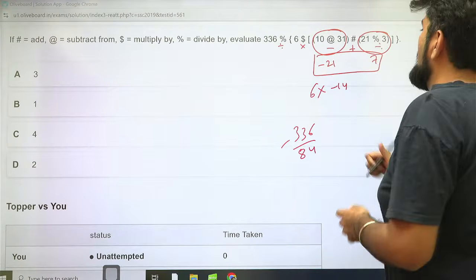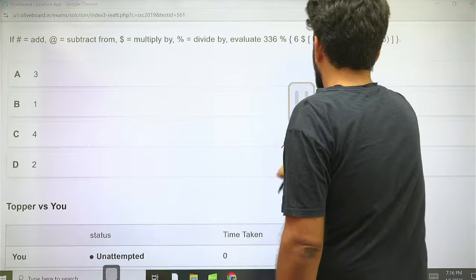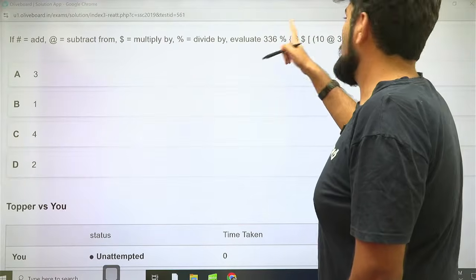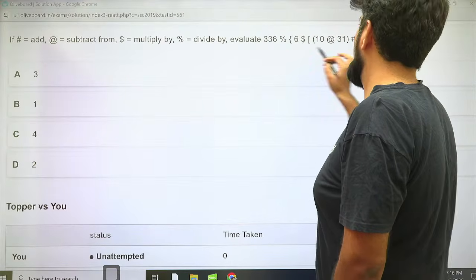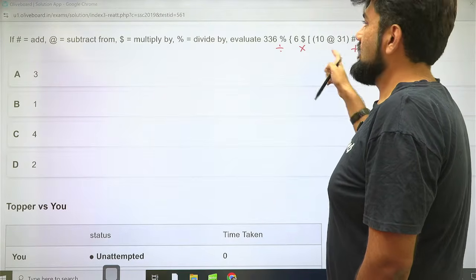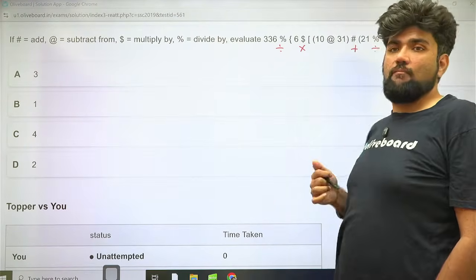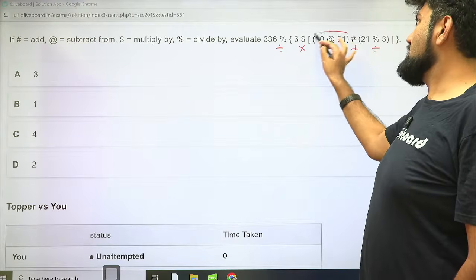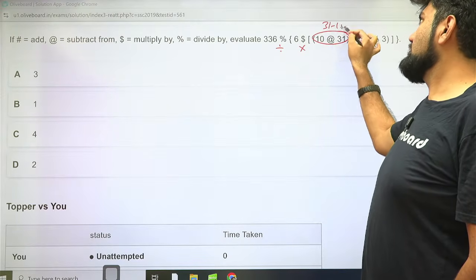Oh, sorry. My bad. Totally my bad. Wait. This is what a lot of you might have gone through in the exam also. Divide. Dollar is multiply by. Let's look at the language. At the rate is subtract from. So 10 at the rate 31 means subtract 10 from 31.